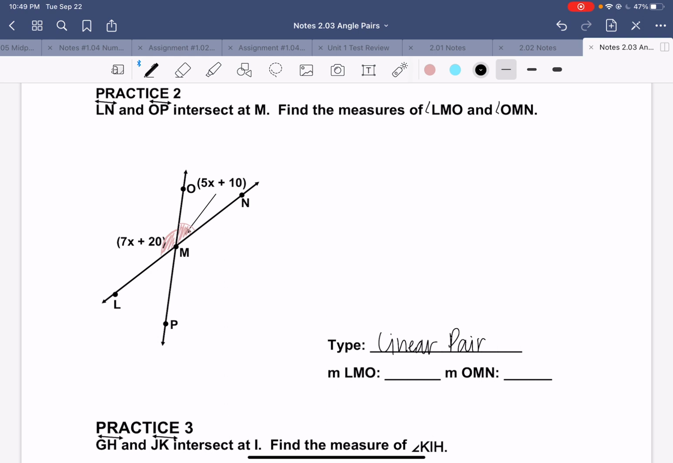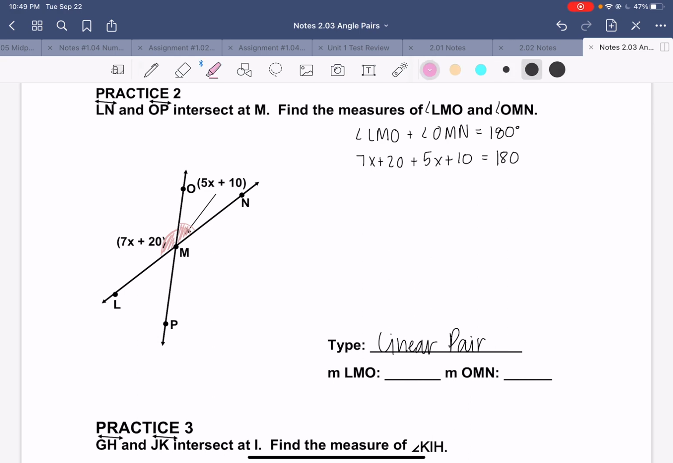All right, because it's a linear pair, I'm going to take angle LMO plus angle OMN and set it equal to 180 because they are a linear pair. So LMO is 7x plus 20. OMN is 5x plus 10. And set it equal to 180.